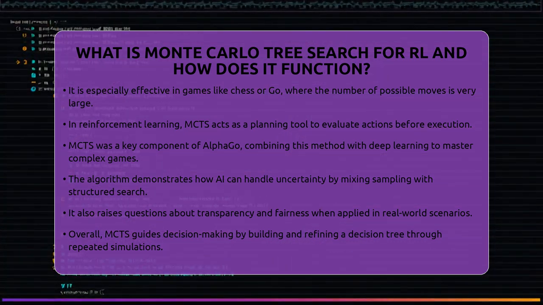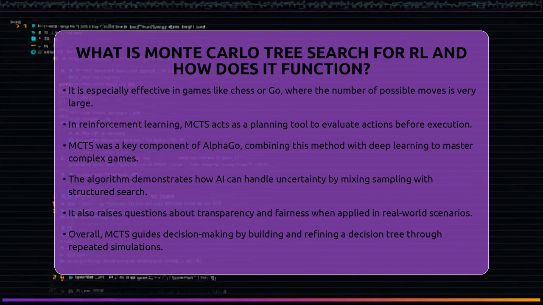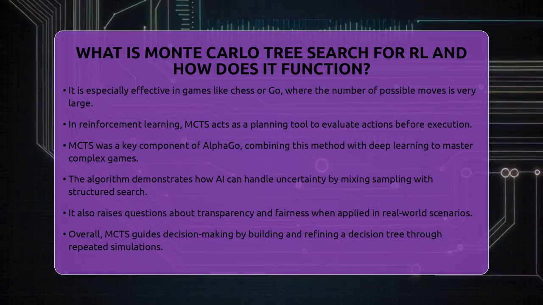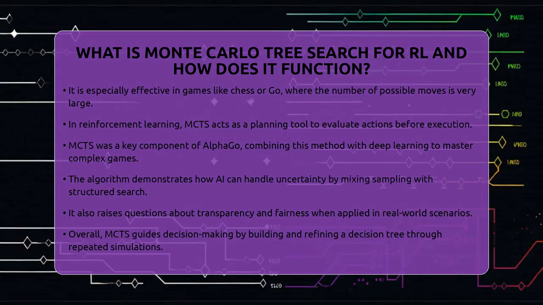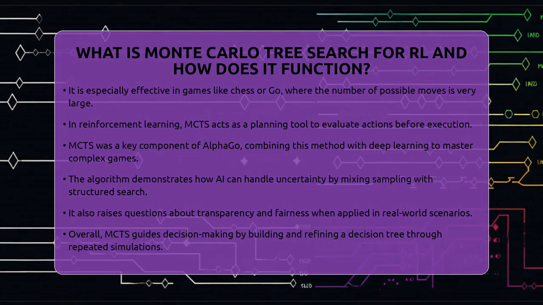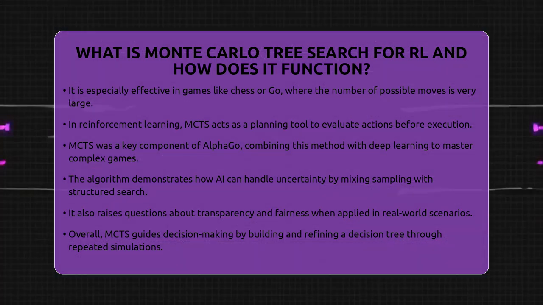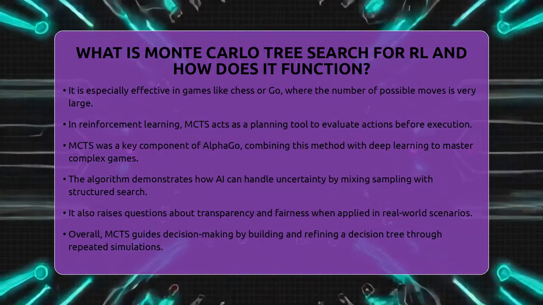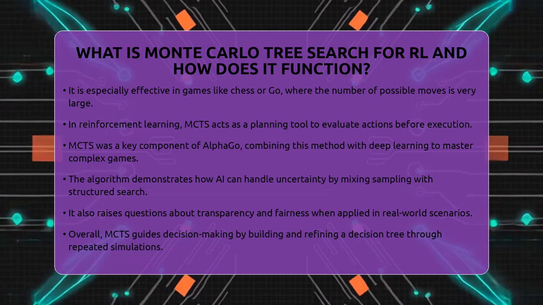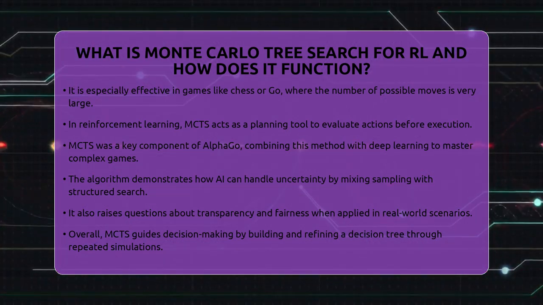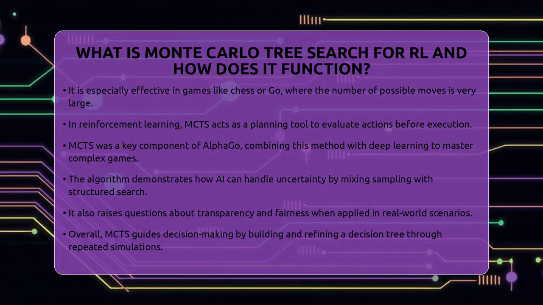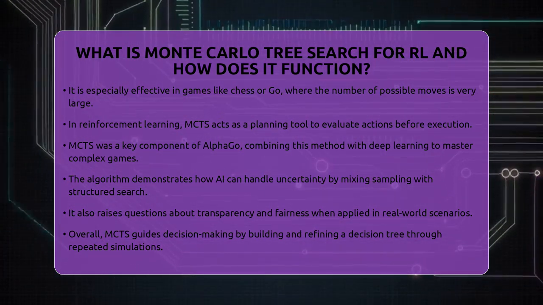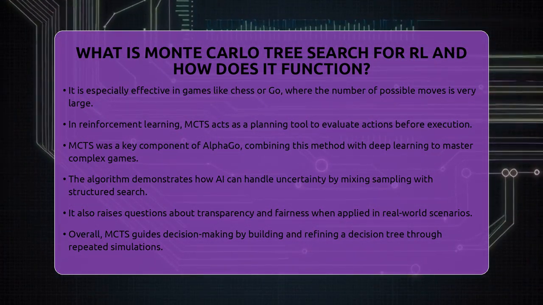This algorithm shows how AI can handle decision-making under uncertainty by mixing random sampling with structured search. It also raises questions about how transparent and fair these systems are, especially when used in real-world applications. In summary, Monte Carlo tree search builds a decision tree through repeated simulations, guiding choices by balancing exploration and exploitation. It's a powerful tool for tackling complex problems in artificial intelligence and reinforcement learning.